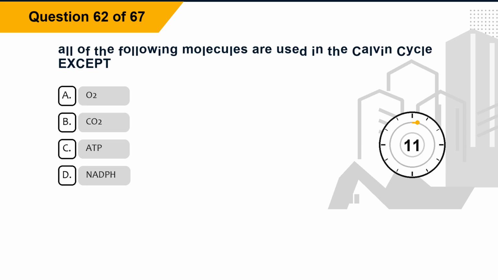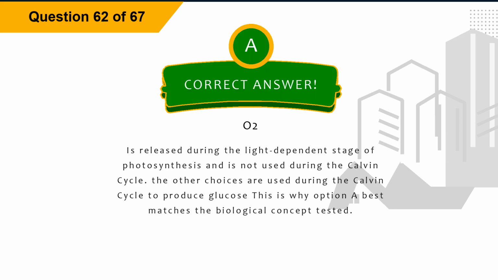Question 62. All of the following molecules are used in the Calvin cycle except option A, oxygen. Option B, CO2. Option C, ATP. Option D, NADP. The correct answer is option A, oxygen. Explanation. Oxygen is released during the light-dependent stage of photosynthesis and is not used during the Calvin cycle. The other choices are used during the Calvin cycle to produce glucose. This is why option A best matches the biological concept tested.